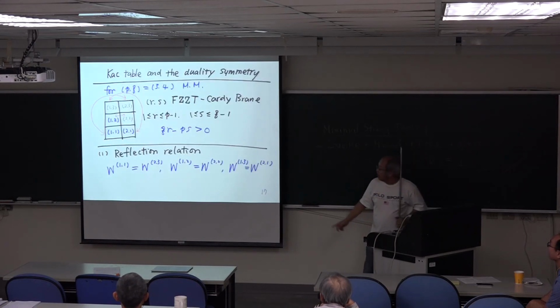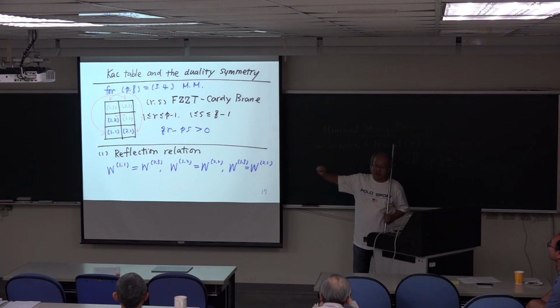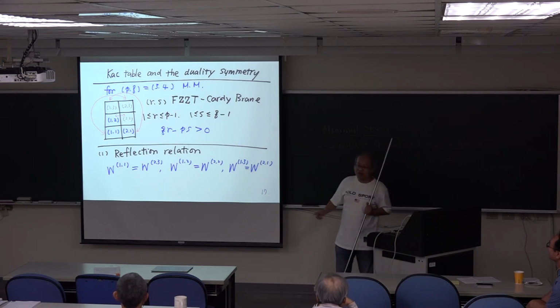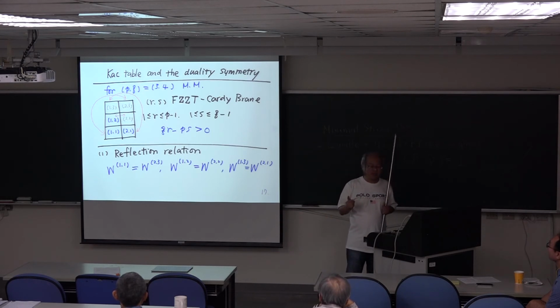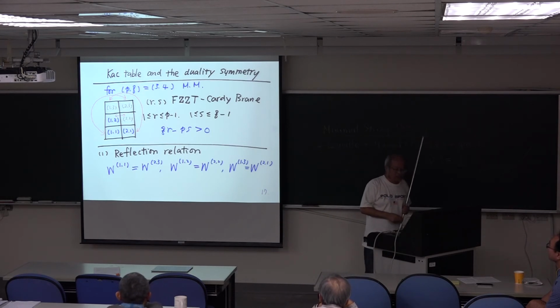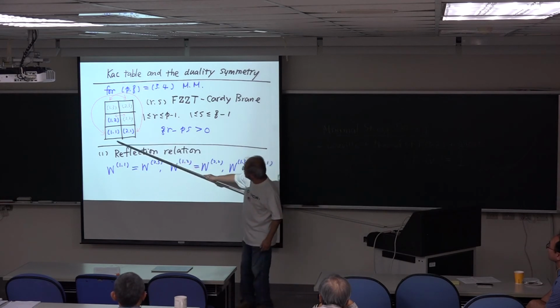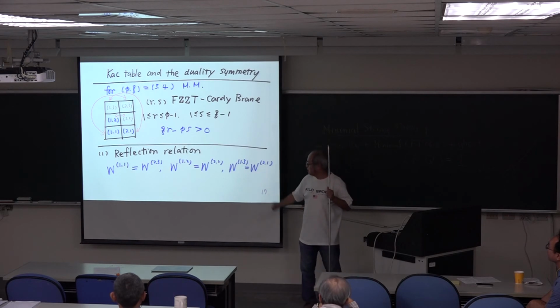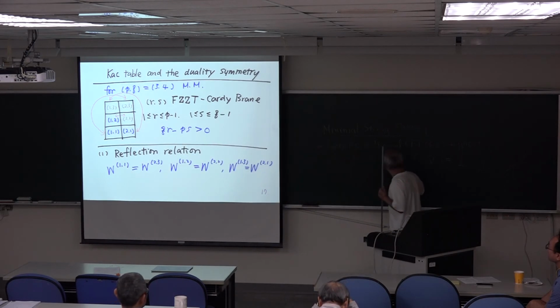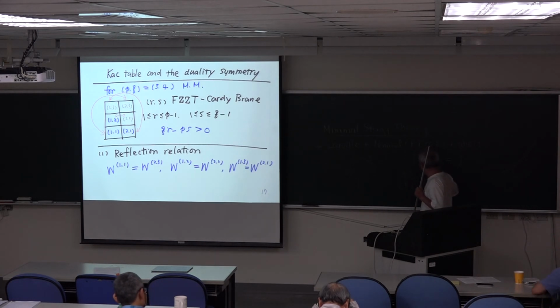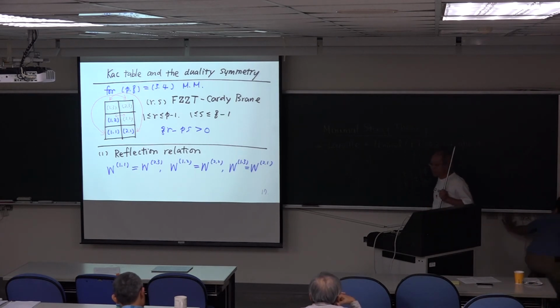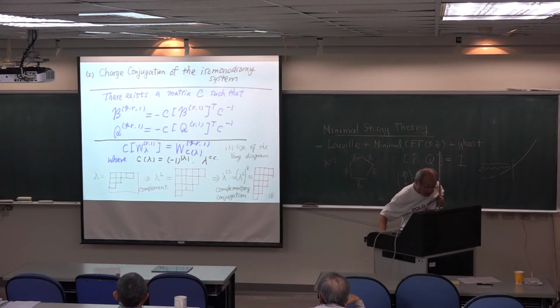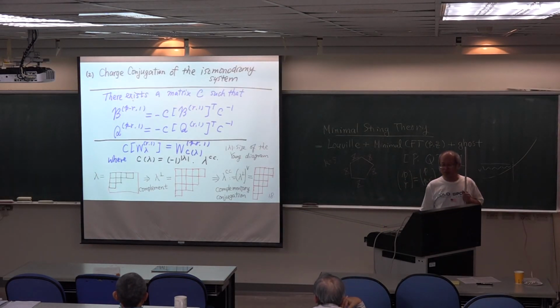And finally, by making all these indices go up, we can arrange, according to Cardy, all these new brane objects as generalized Wronskians arranged as a class table. And there are symmetry properties. For example, this one should be equal to this. That's what's called reflection symmetries. It's basically high school algebra. That's the essential idea of reflection symmetries. And also, we have these charge conjugation symmetries.